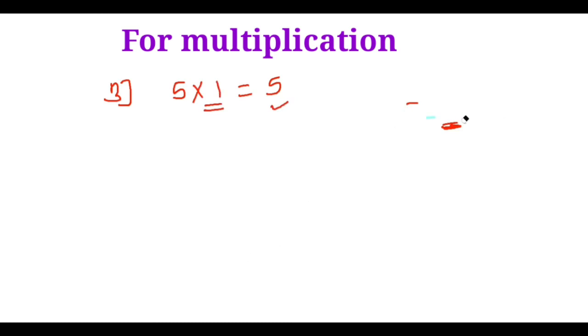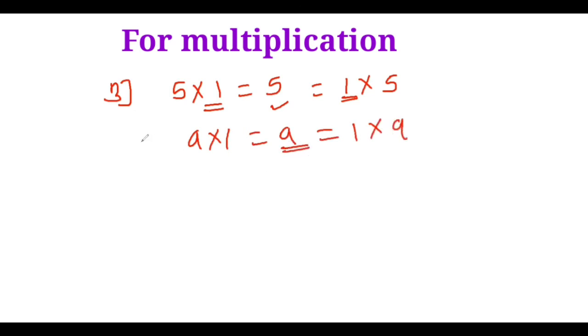So 1 is said as a multiplicative identity. Remember that. So 5 into 1 is equal to 5, or 1 into 5 is equal to 5. So we make the property a into 1 is equal to a, or 1 into a is also equal to a. That 1 is said as the multiplicative identity.